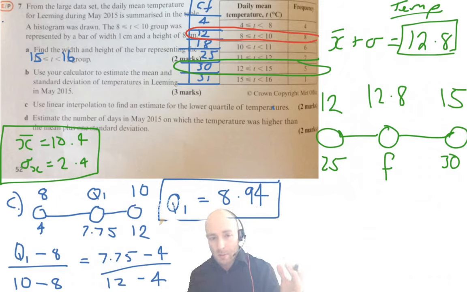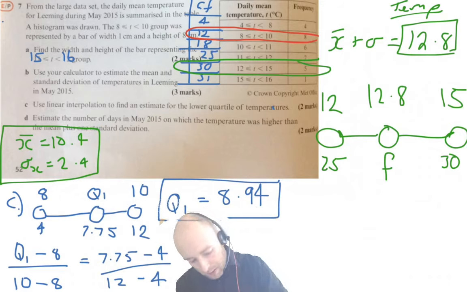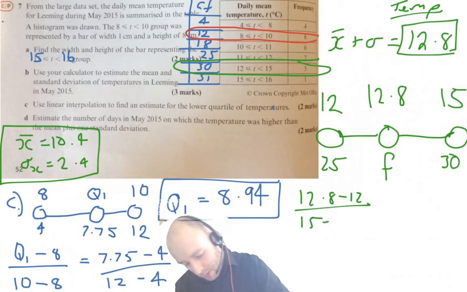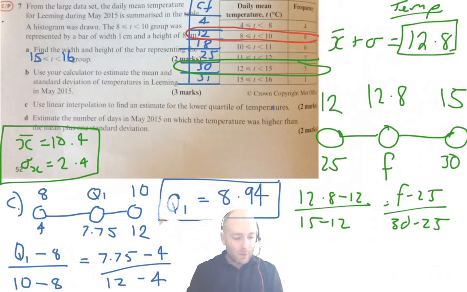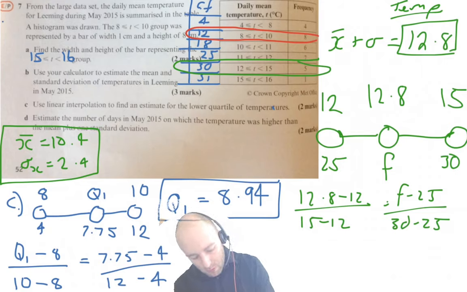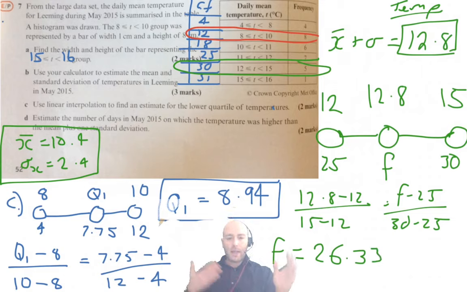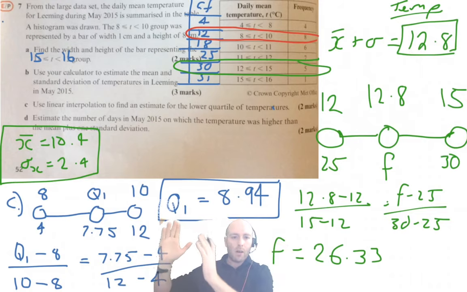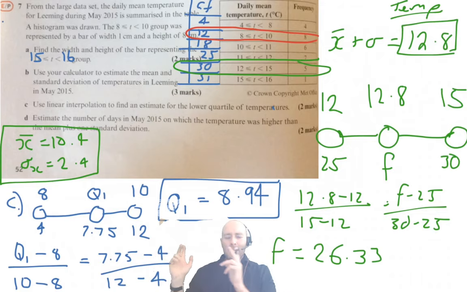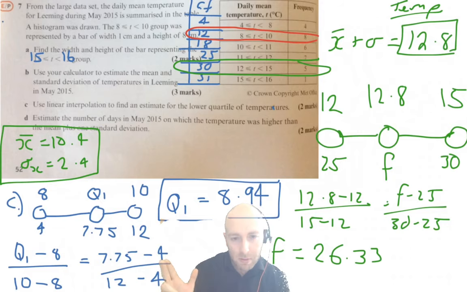Okay, so we're just going to use interpolation again. Now we've got it set up, it's the same thing. So 12.8 take 12 divided by 15 take 12 equals f take 25 divided by 30 take 25. And if you solve that, you get 26.33. So that tells me there are 26.33 days when the temperature was below, and it tells me that there are however many days at the end where the temperature is above the mean plus 1 standard deviation.